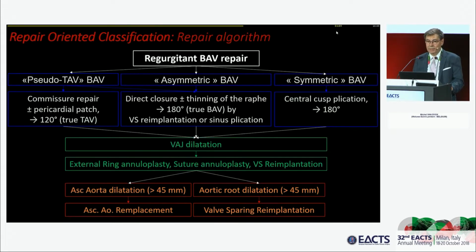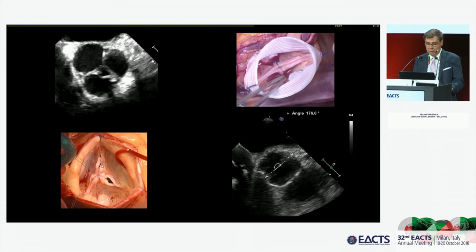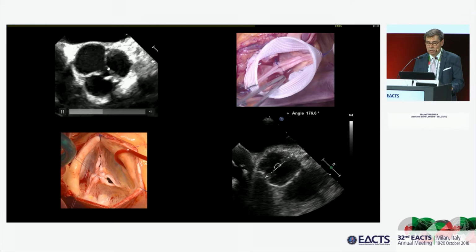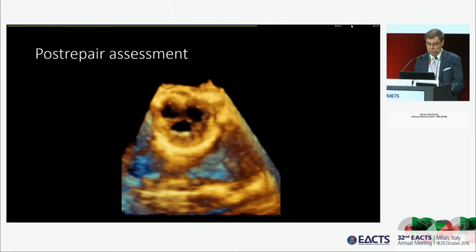So looking at the angle and looking at these valves helps the surgeon to decide which kind of repair he will apply to the valve. With a pseudo-tricuspid bicuspid valve, maybe he will consider commissural repair, pericardial patch, and render this valve tricuspid, while in a symmetric one, he will end the surgery by rendering the valve with a 180 orientation. So it can help the surgeon to decide to keep the valve tricuspid or to render the valve tricuspid at the end of the repair, or to orient the two commissures at 180 degrees.